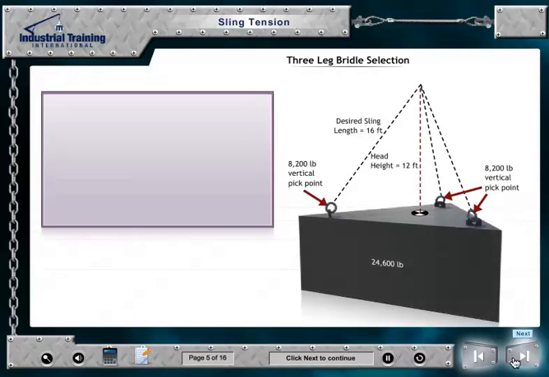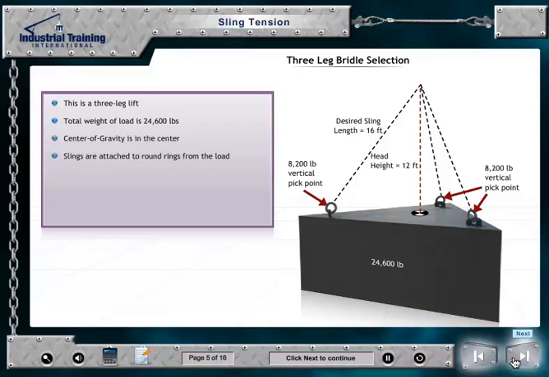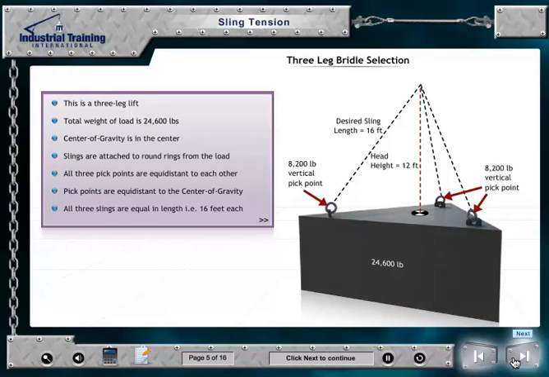Let's take a look at a scenario with the following facts. There are 3 legs lifting the load. The total load is 24,600 pounds. The center of gravity is in the center. The slings are attached to round rings on the load. All 3 pick points are equidistant to each other. Pick points are equidistant to the center of gravity, and all 3 slings are equal in length.